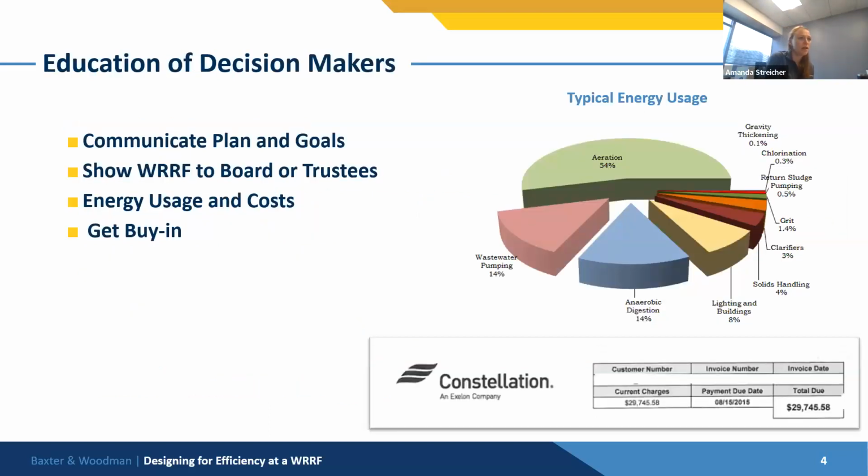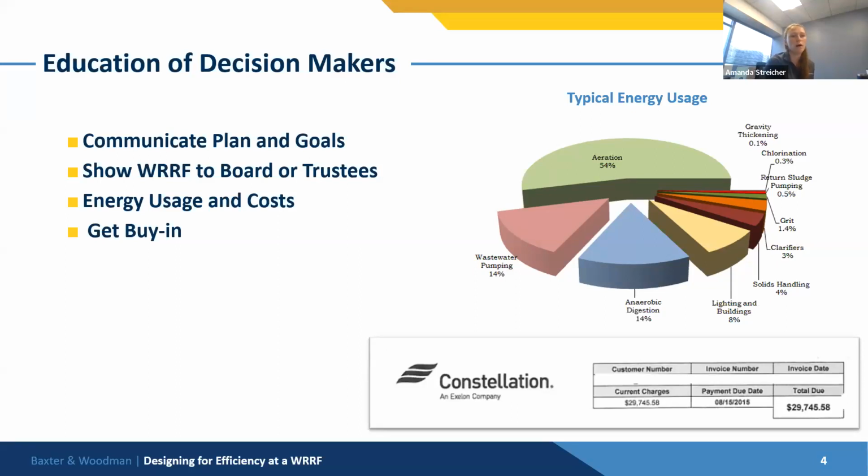Education of decision makers. Wastewater treatment plants utilize a lot of energy in a community, and probably one of the bigger areas where a total city's energy goes is a wastewater treatment plant. And then within that, you have different areas within the treatment plant that utilize your most energy in specific processes. So aeration is your biggest consumption. Wastewater pumping and anaerobic digestion are your next large consumptions. And then just operating your building for lighting is rather large as well.